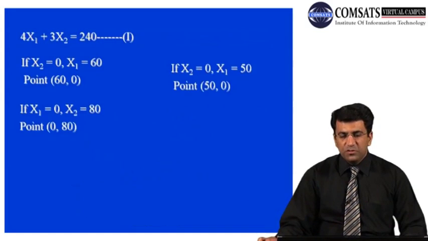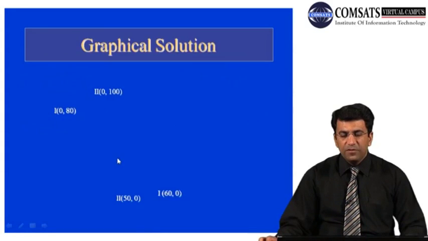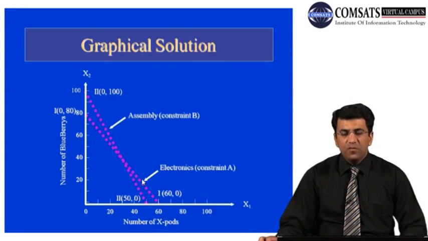By calculating these 2 points through these equations, now we will put these points in the graph in order to represent them in the form of equations. This is the first point for the first equation, that is 60, 0. The other one is 0, 80, and we will connect these 2 points, and actually this is the line of our first constraint, that is represented by equation 1.